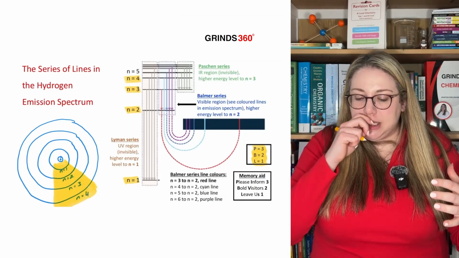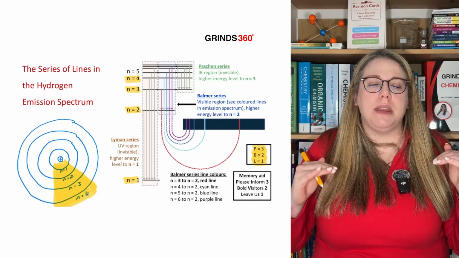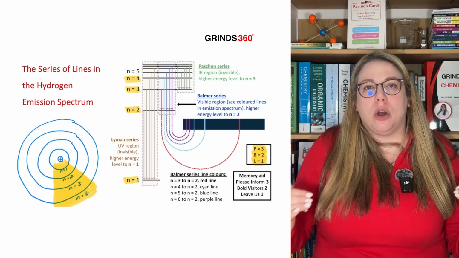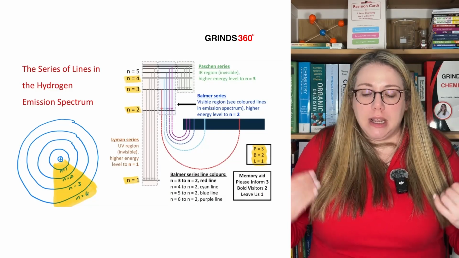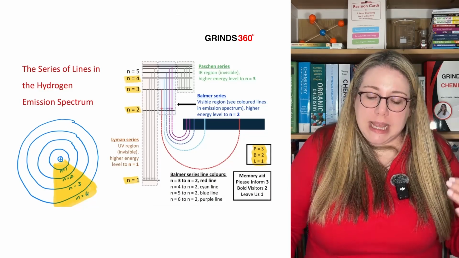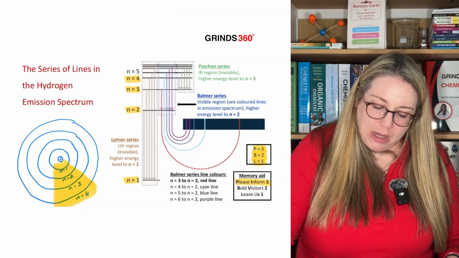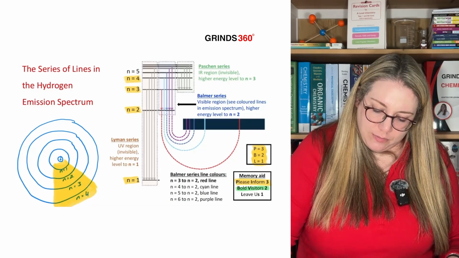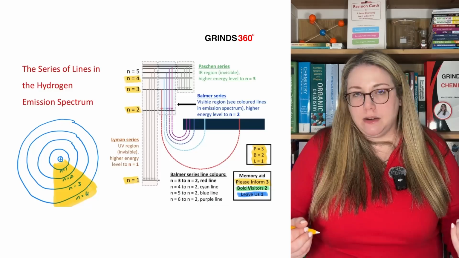Now, I typed this into ChatGPT. I hate coming up with mnemonics. I am the worst person for it, and I can spend hours trying to come up with some way to remember the order of this. It's not going to happen. So ChatGPT helps me with this. Now, sometimes it spits back really awkward ones. It came up with, please inform 3, bold visitors 2, leave us 1. So they are the three series.